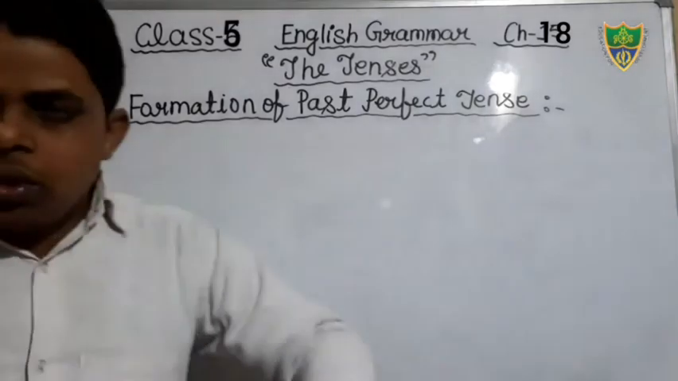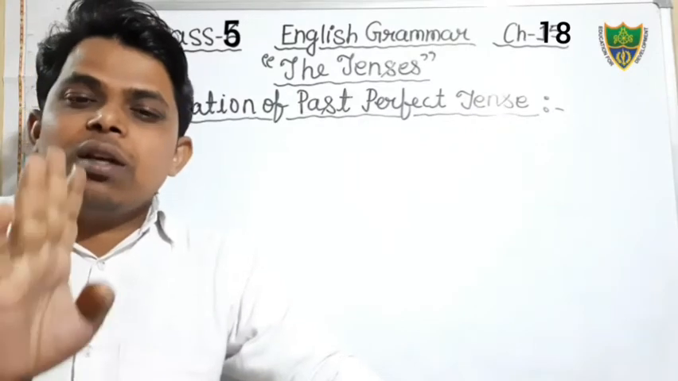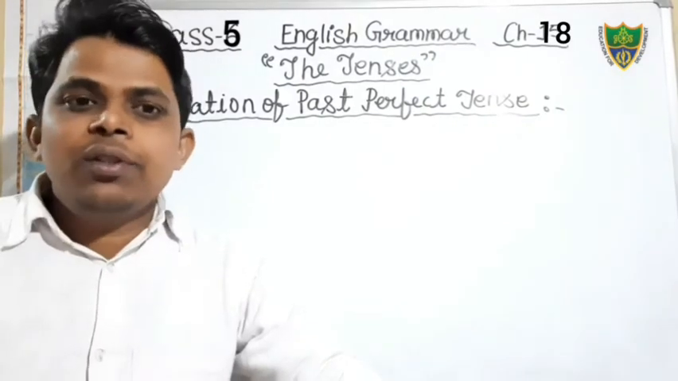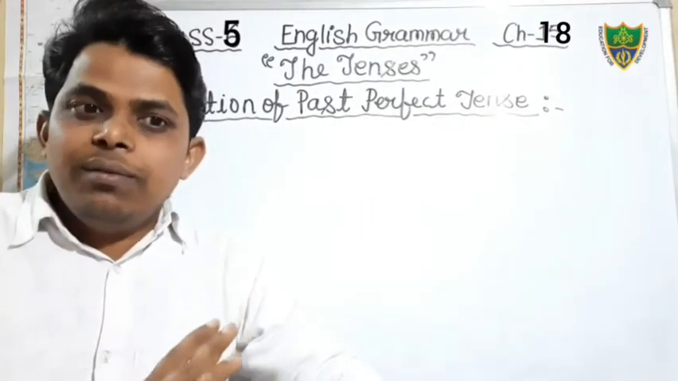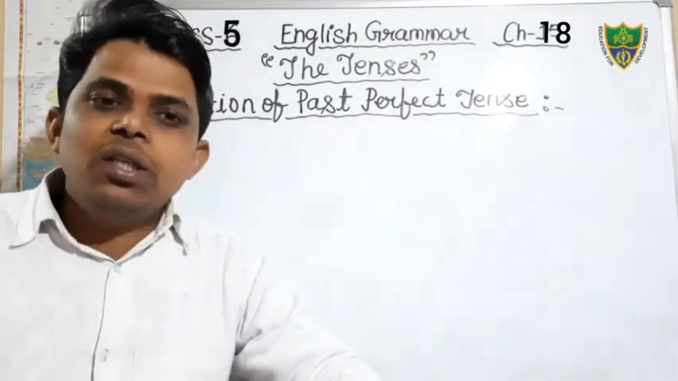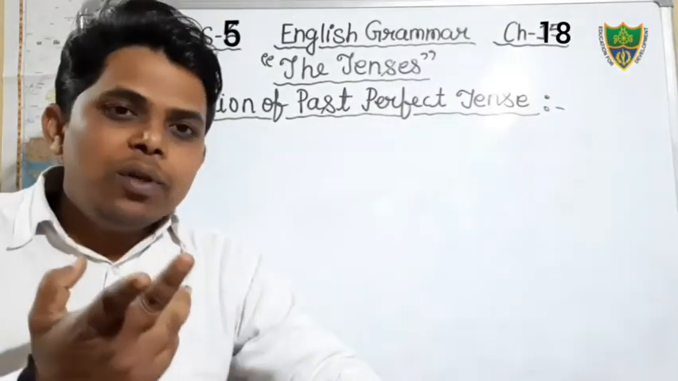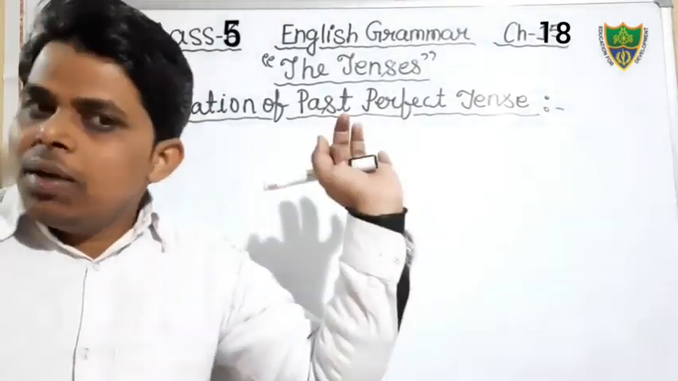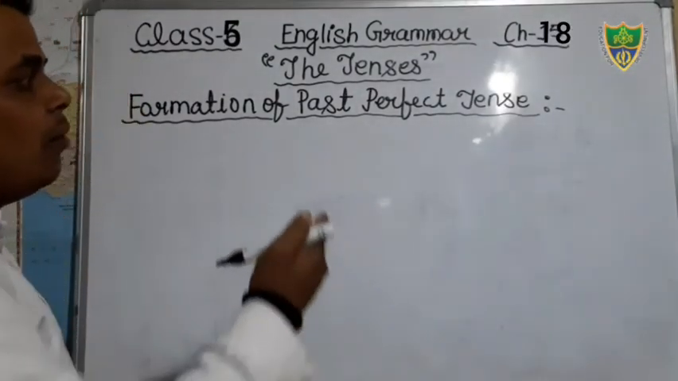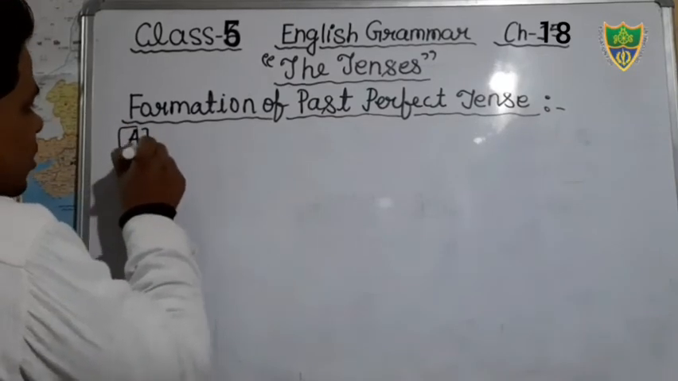Dear students, in each tense I have already told you that we do three kinds of formation: affirmative sentences, negative sentences, and interrogative sentences. In interrogative there are two types, yes-no type and WH type, which we have already discussed in the previous tenses. So here we will discuss again the formation of past perfect tense. First of all we will discuss affirmative.